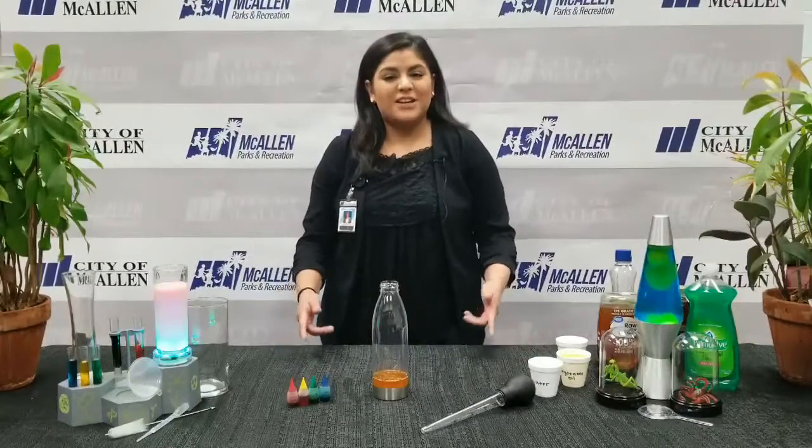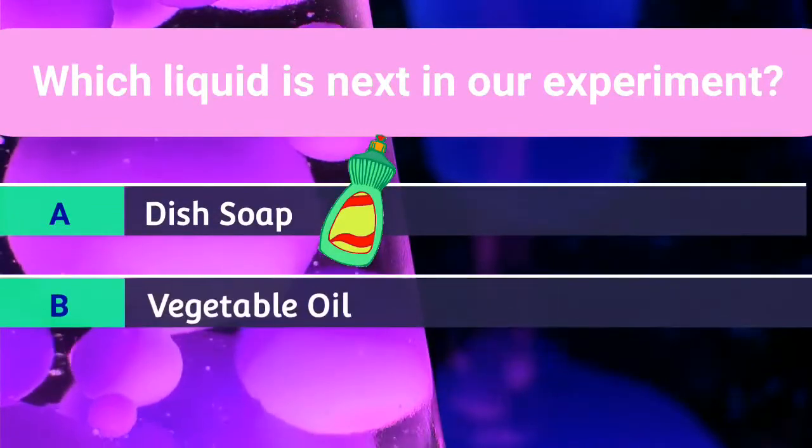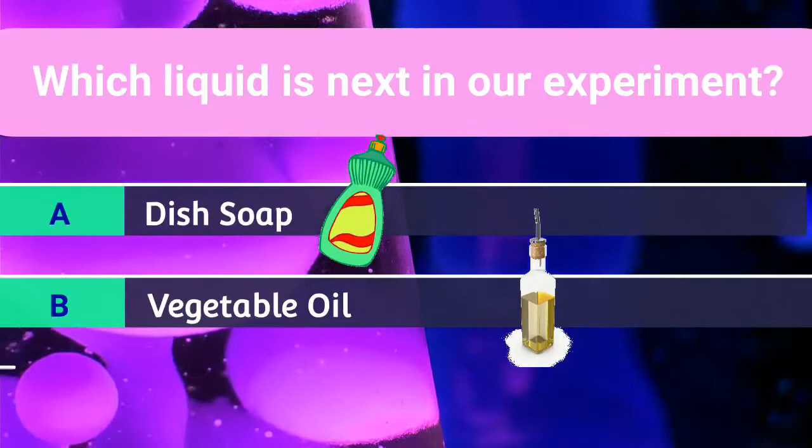So now that we have our honey in our container, that brings us to our first question of the video. Which of the following liquids is next in our experiment? A, dish soap, B, vegetable oil, or C, corn syrup?